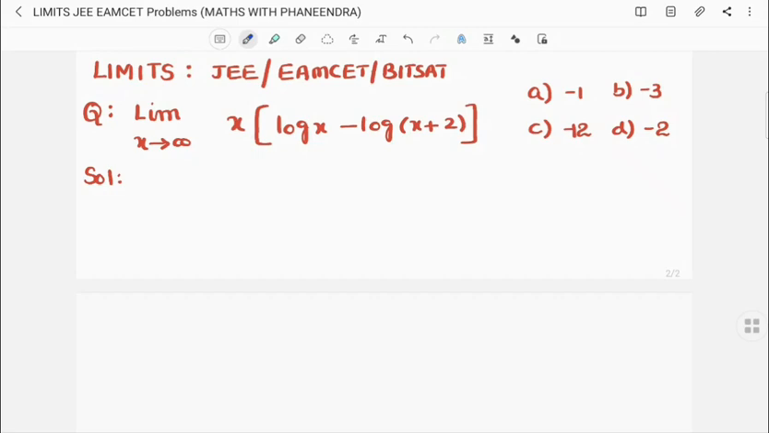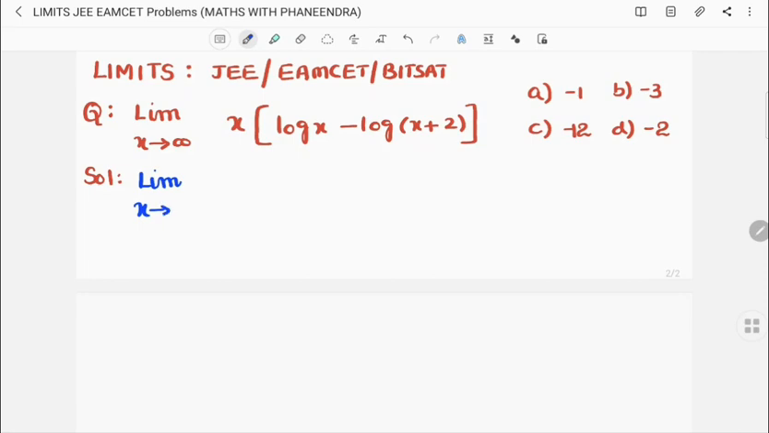The first question. Limit x tends to infinity, x into log x minus log of x minus 2, x plus 2. The options are minus 1, minus 3, minus 12 and 2, minus 2. To evaluate these types of problems, if we substitute x equal to infinity directly, an indeterminate form will come. So whenever an indeterminate form comes, first you have to convert it into this form.